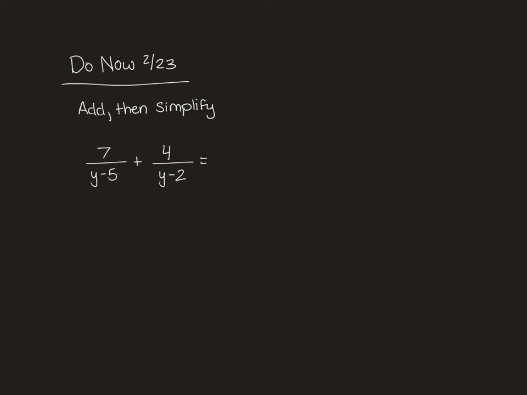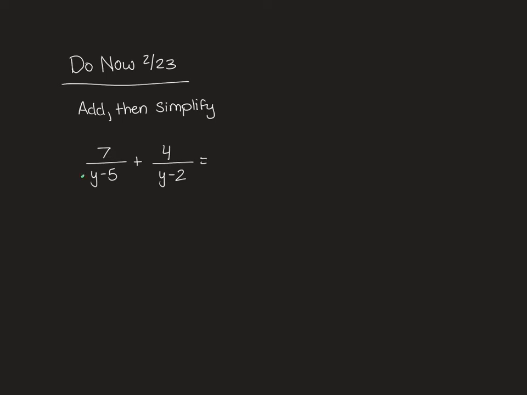All right, so we are asked to add and then simplify. Whenever we add rationals, we need to get common denominators. In this case, our denominators are y minus 5 and y minus 2. This is a case where I need to multiply each fraction by the other denominator.